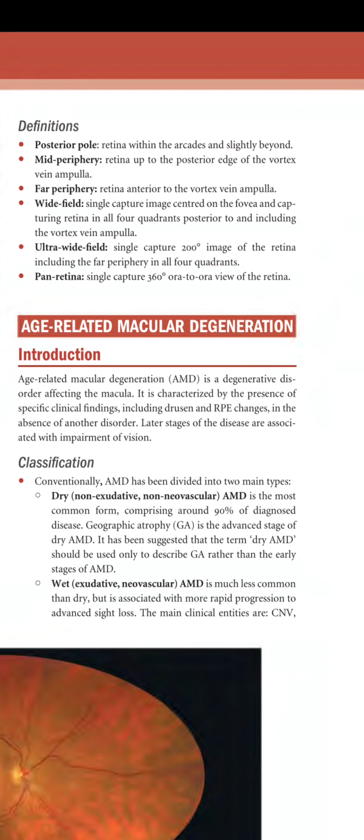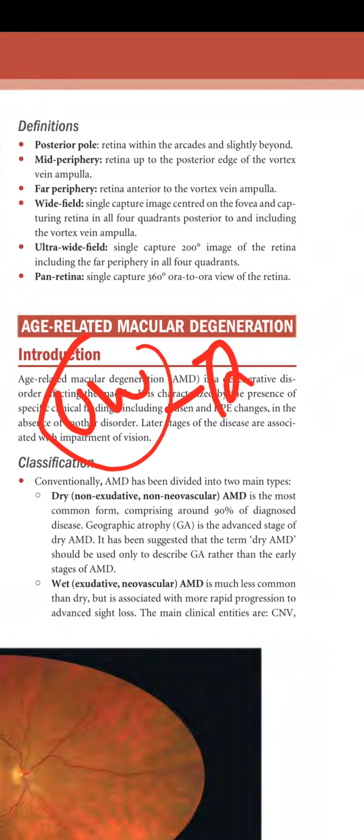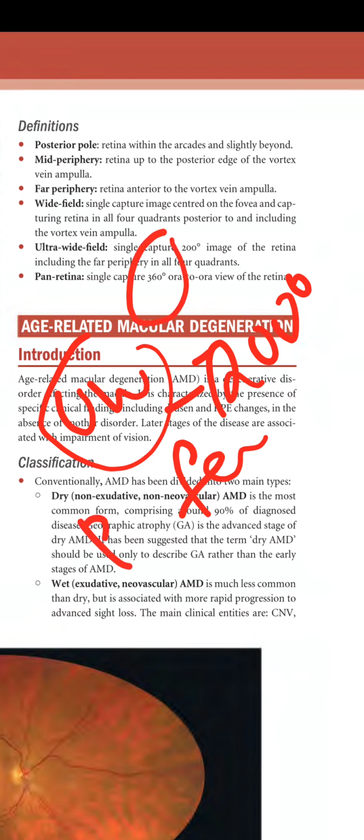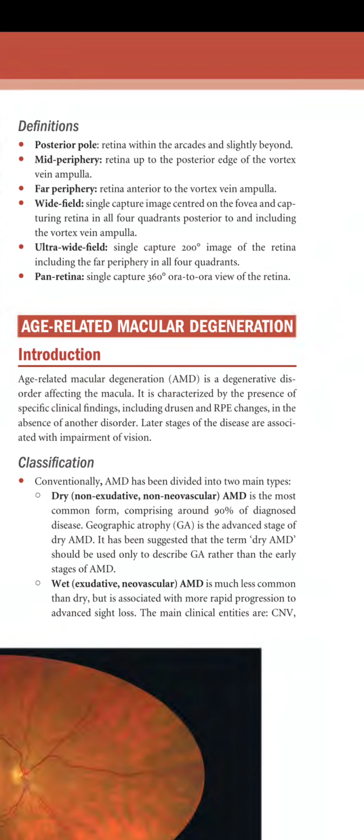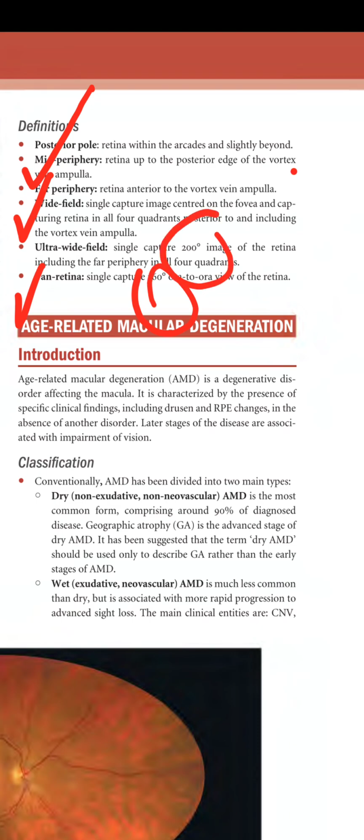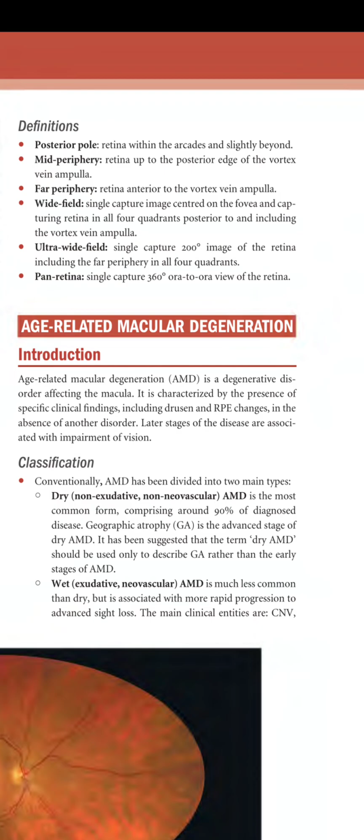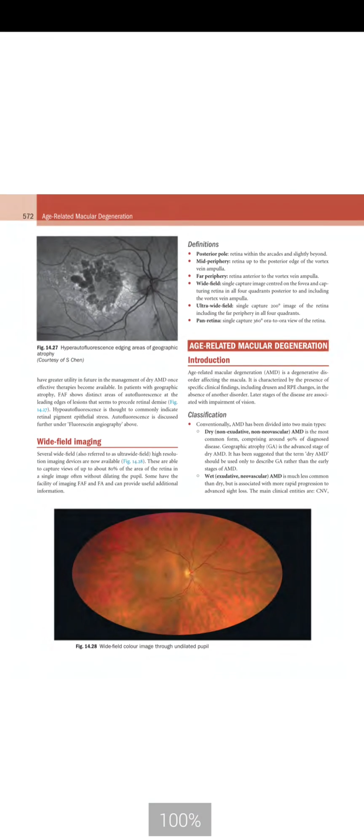Ultra wide field is a single capture 200-degree image of the retina including the far periphery in all four quadrants. So ultra wide includes the 200-degree image up to the far periphery. And pan retina is a single capture 360-degree ora to ora view of the retina. So there is wide field, ultra wide field, and pan retina, 360-degree, 200-degree, and up to the vortex vein ampulla. So that's it for part 3. See you in the next lecture.